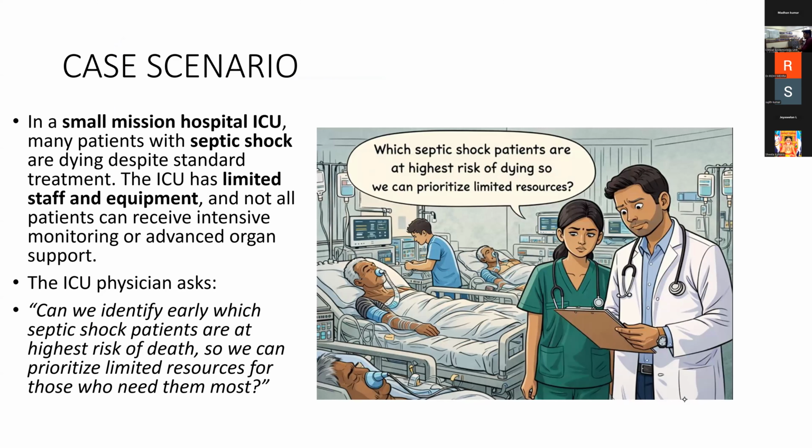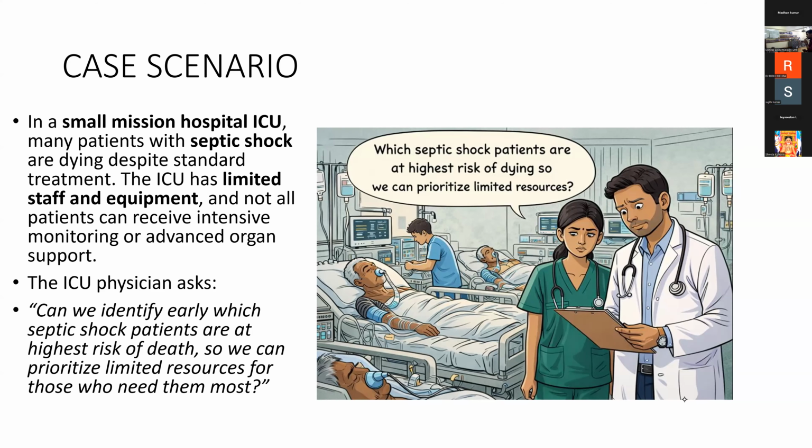So going on to a case scenario. In a small mission hospital ICU, many patients with septic shock are dying despite standard medical treatment. And the ICU has limited staffing and equipment, and not all patients can receive intensive monitoring or advanced organ support. So the ICU physician asks, can we identify early which septic shock patients are at higher risk of death, so that we can prioritize our limited resources for those who need them the most?